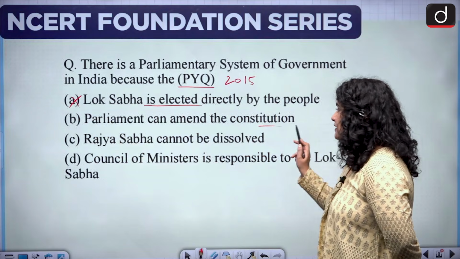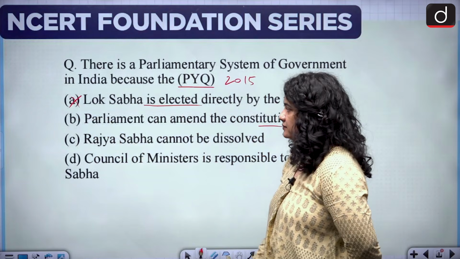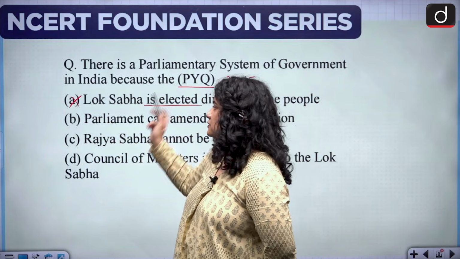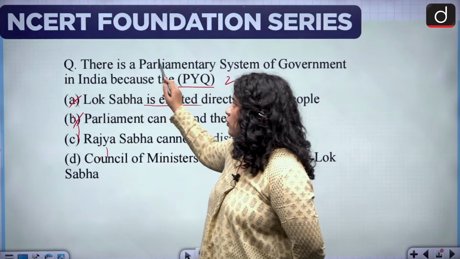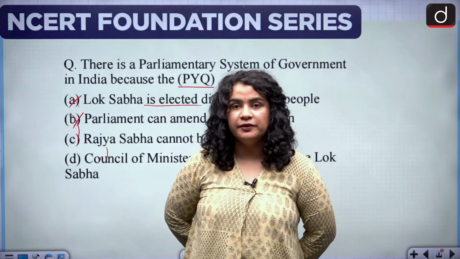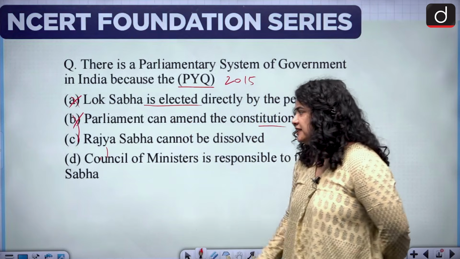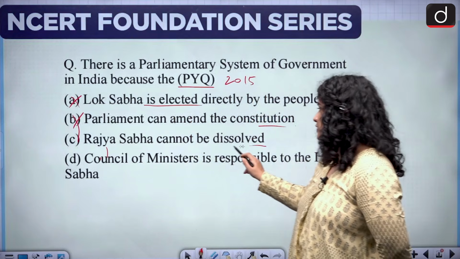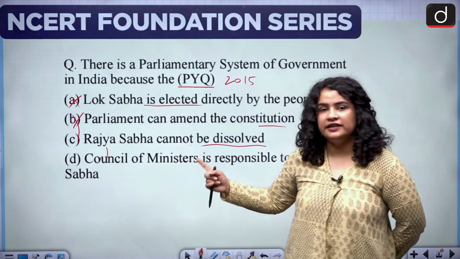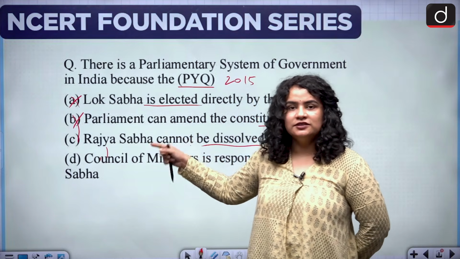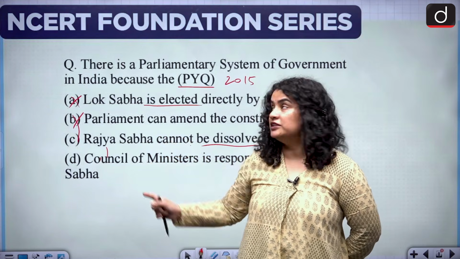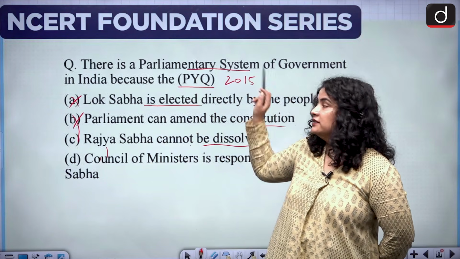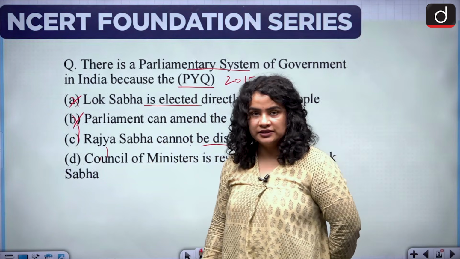Option B says Parliament can amend the constitution. Again, this is not a reason why this system is considered a parliamentary form of government. Option C says Rajya Sabha cannot be dissolved. While this is a feature of the Indian parliamentary system, this is not the essential feature that actually makes it the reason it is the parliamentary system.